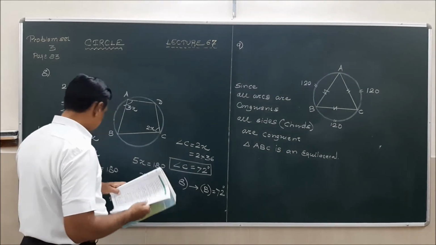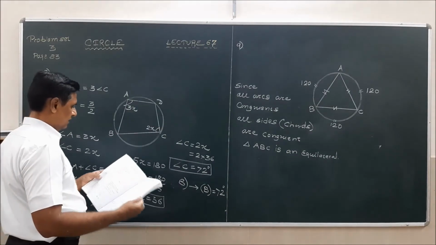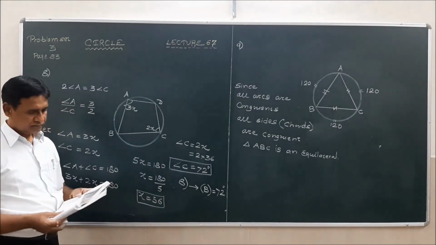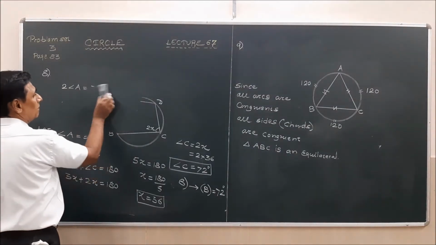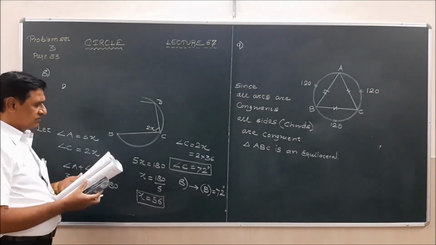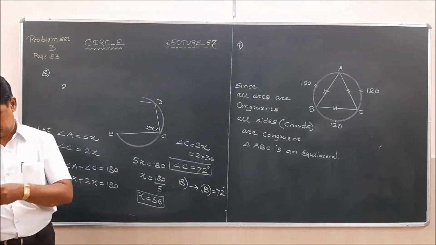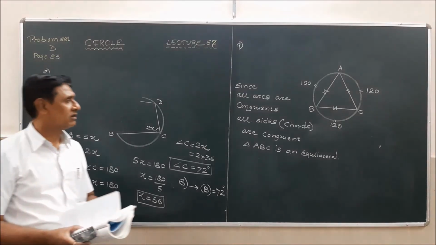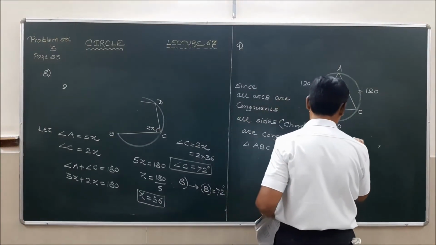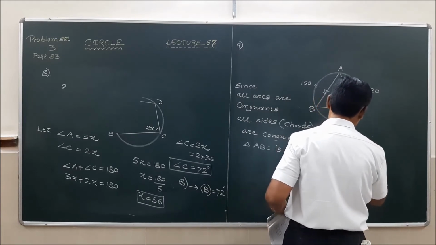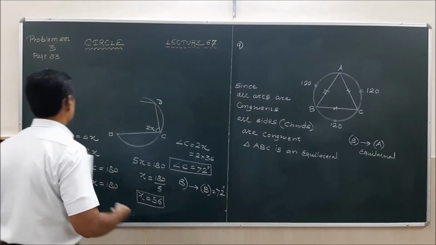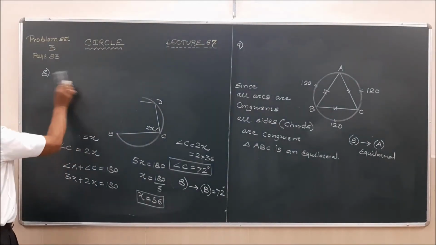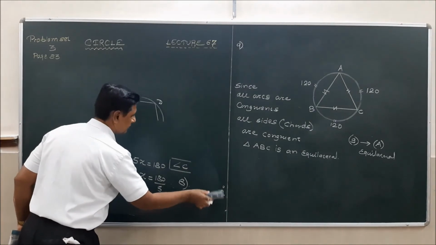So this is the ninth one. The option for this ninth one is A, equilateral triangle. 10th one, question number 10, is the last one of this question set.